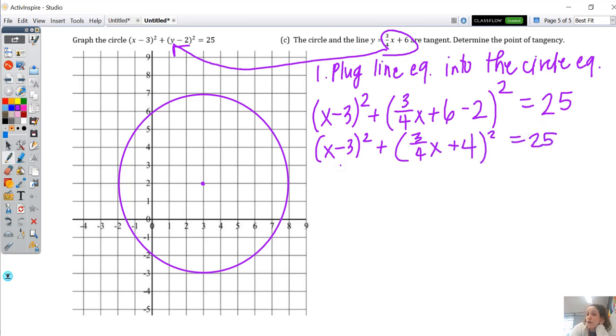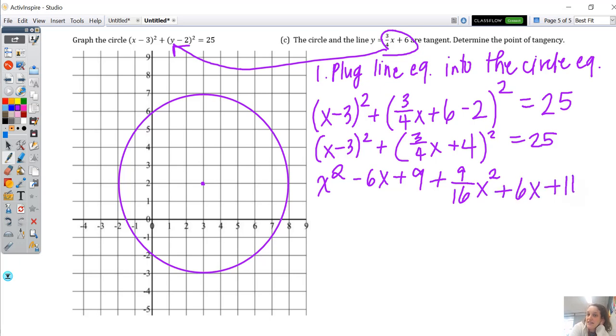And now I'm going to need to FOIL both of these. So (x - 3) times (x - 3) is x squared minus 6x plus 9. And when you FOIL (3/4 x + 4) squared, you're going to get 9/16 x squared. 3/4 times 12 is 3, so plus 6x plus 16 equals 25. If you notice, the positive 6x and negative 6x are going to cancel each other out. We're going to combine some like terms.